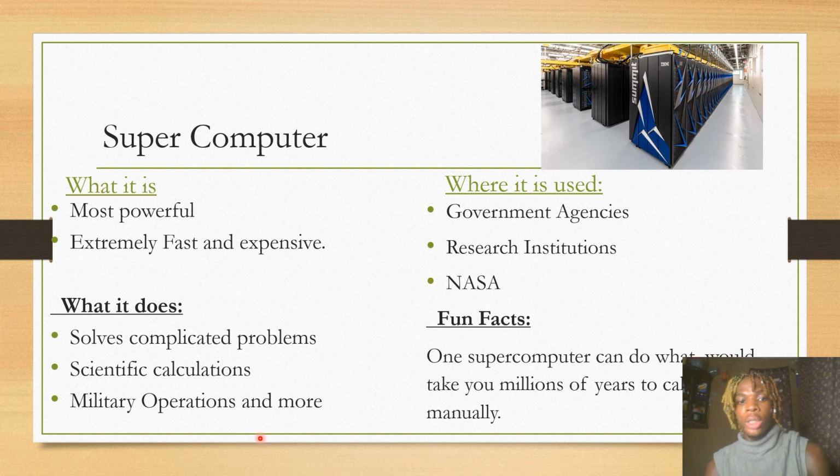So what it does, it solves complicated problems. It is used for scientific calculation, military operation, and more. Where is it used? In government agencies, in research institutions, and more. So here we have a fun fact. One supercomputer can do what would take you millions of years to calculate manually. So for example, if you are given large numbers to calculate, the supercomputer can do that in an instant.